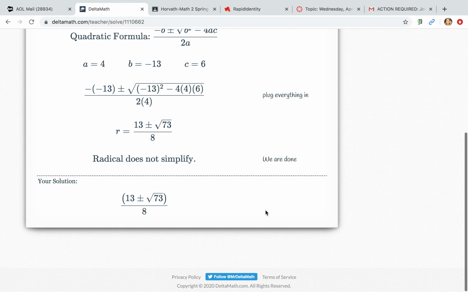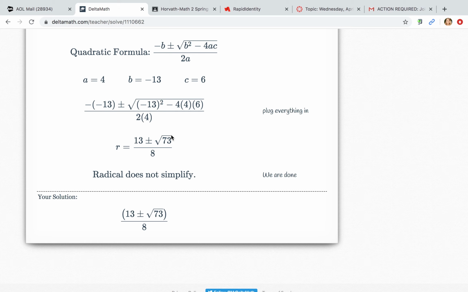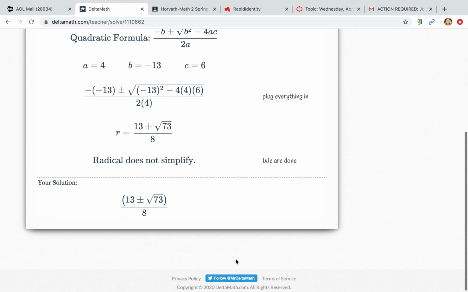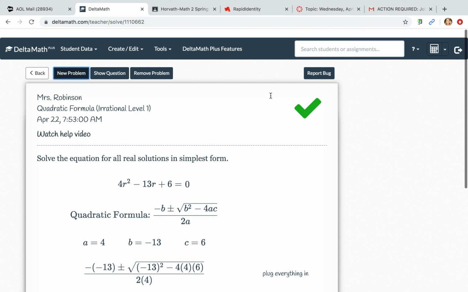And it's correct. Notice here they don't have the parentheses, but it did accept the solution with parentheses. So either way works, but the fraction bar won't pop up unless you use parentheses after the 73. So I just wanted to remind you of that.